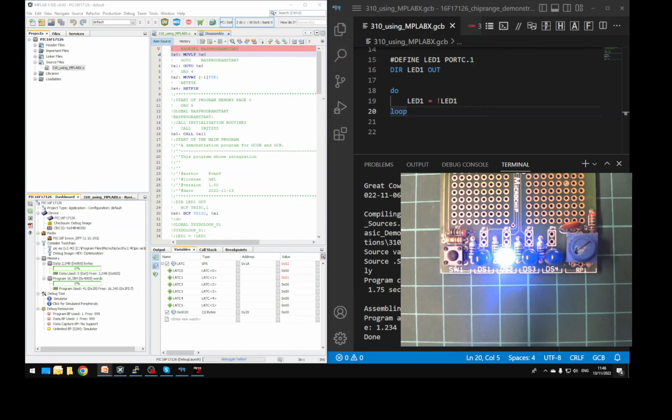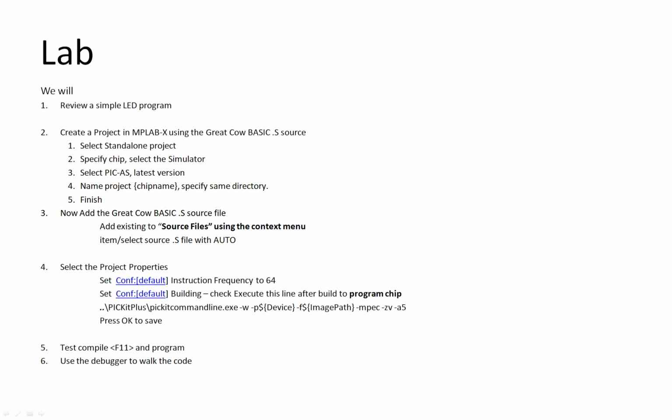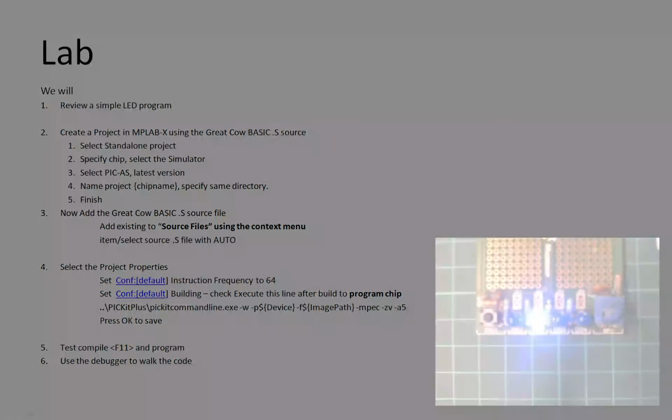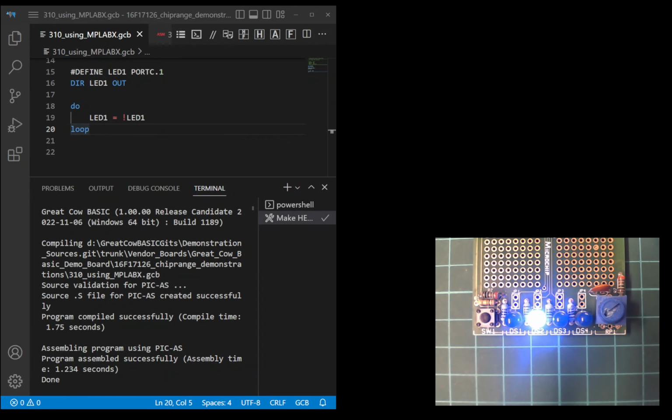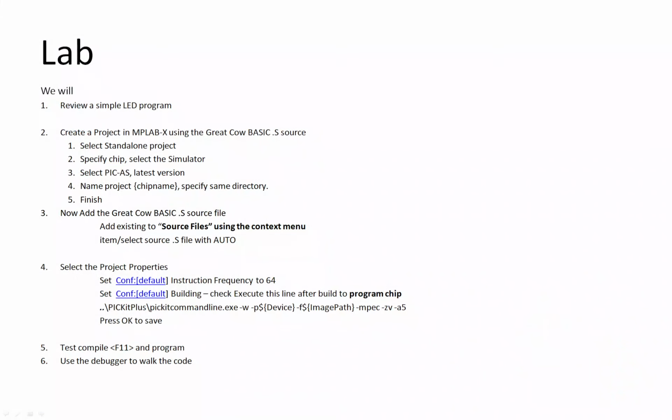Go back to PowerPoint. Show you that you can create a program in GCBASIC, take the source, use an alternative toolchain. You can then set the properties in that particular toolchain, program it, walk it in the debugger, etc. It works. Back to PowerPoint. That's a bit of an error.